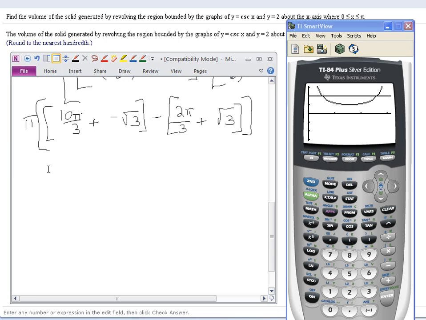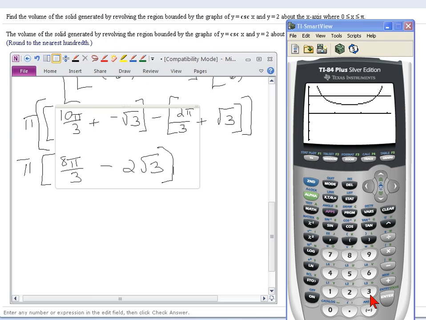Okay, so this is going to be pi times 10 pi over 3 minus 2 pi over 3, which is 8 pi over 3, and then negative square root of 3 and another negative, so negative 2 square roots of 3. Okay, so that's your exact solution, but they want it rounded to the nearest hundredth, so we probably could have done this whole problem with our calculator.